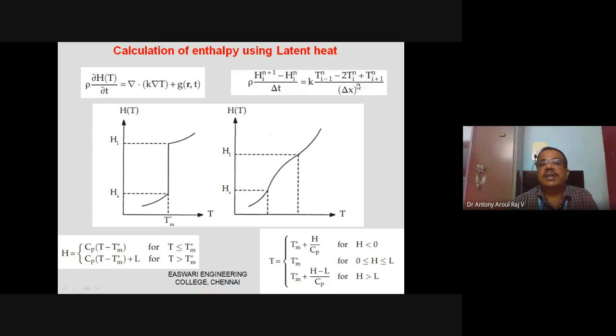You are solving, so you will get enthalpy at various time steps. How to find the temperature? For finding the temperature, you have to go in reverse, calculating T from this equation. T will be Tm in the phase change region, and if H is greater than L, then it is in the liquid region. So this is for a constant melting temperature. This formula is given for constant temperature.